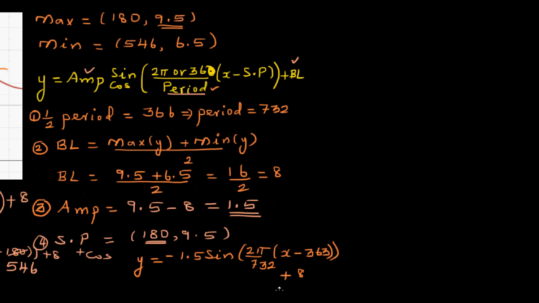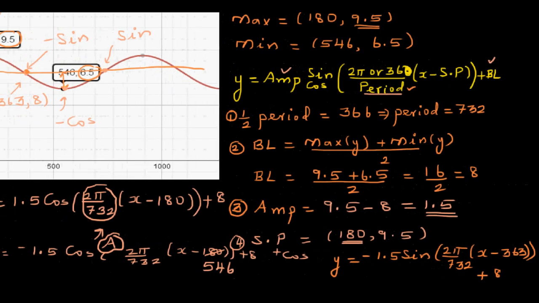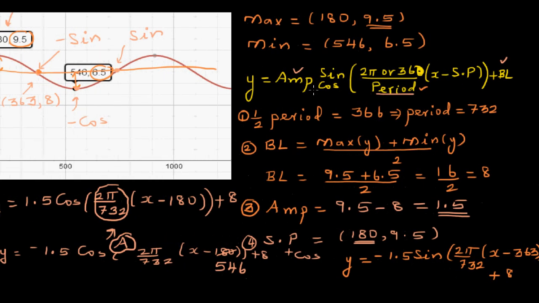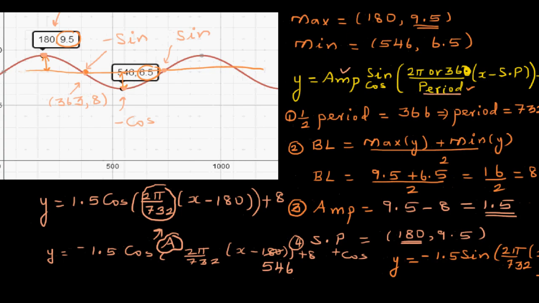So this is how you can write the equation of any trig graph by deciding the amplitude, period, baseline and phase shift. These are the four parameters of any sine or cosine graph.